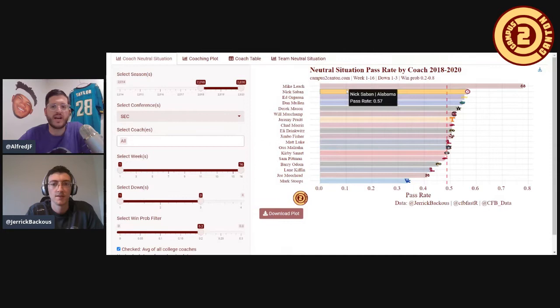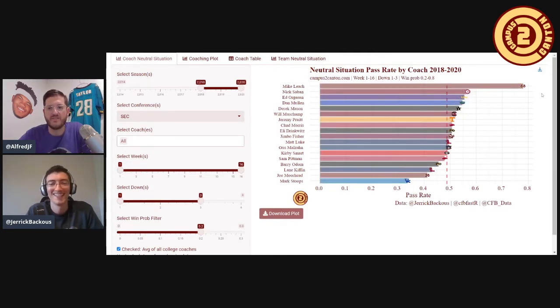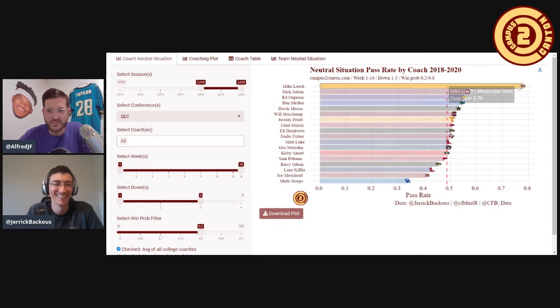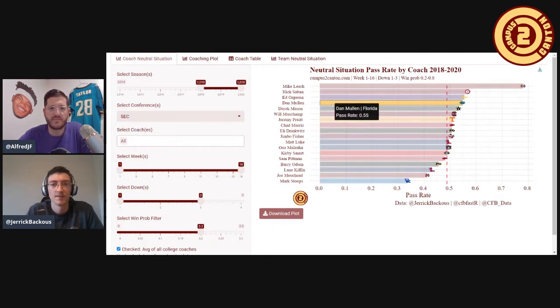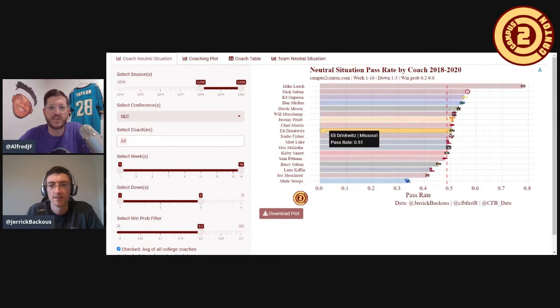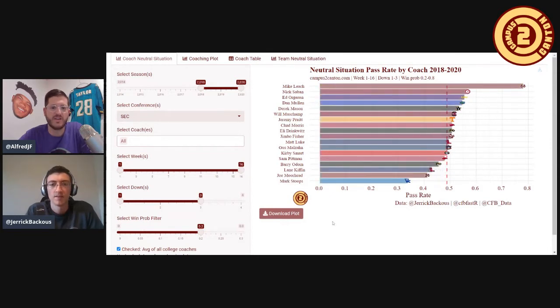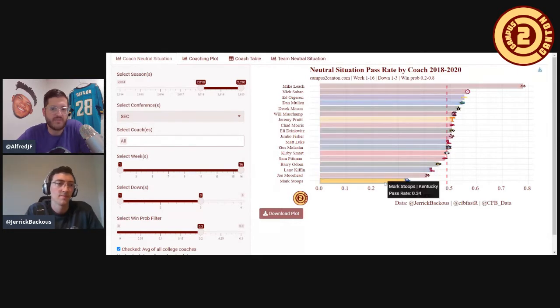It's no surprise that Mike Leach is laughably head and shoulders above in neutral situation pass rate. And this is obviously taking into account his time at Washington State. Or, I mean, he was out of coaching for a year or two. But it's Mike Leach wherever he was. Dan Mullen, I think, has been at Florida through this whole time. But any of these coaches, it would be taking into account where they were maybe before the current team. Is that right, Jerrick? Yep.